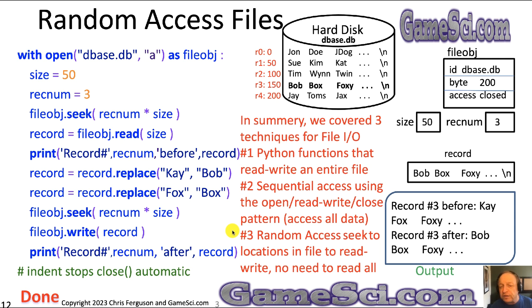And finally, the third technique was random access. Seek to a location in the file and read and write. No need to read all the data in the file. Again, if you're working with a large file, it takes a long time to read all the data. Random access is much faster when you can jump to a certain position, read and/or update a record, and then be done with it.